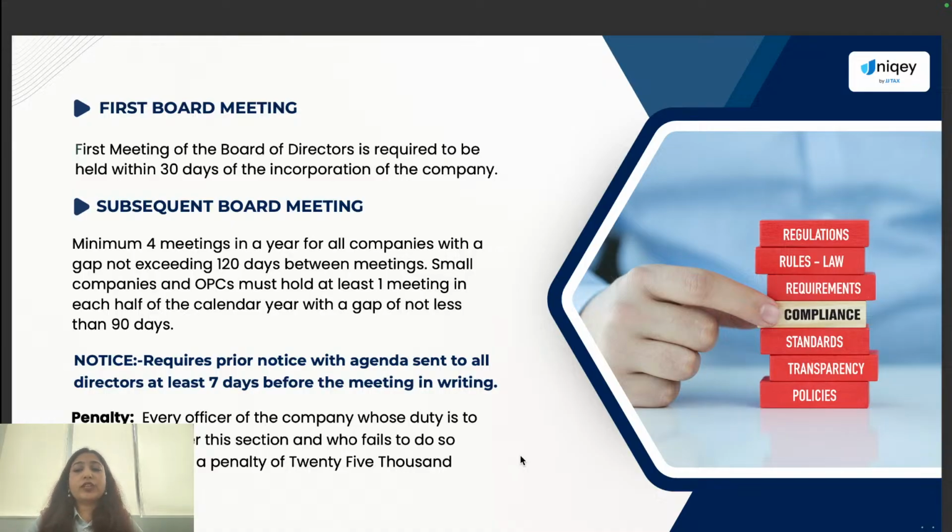Prior notice with the agenda is required to be sent to all the directors within a period of 7 days. If it is not complied with by the officer, then a penalty of 25,000 rupees will be levied.